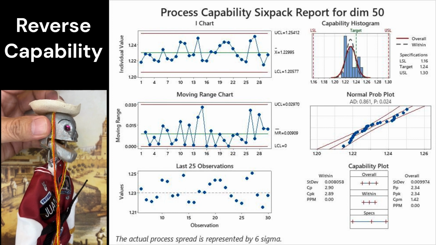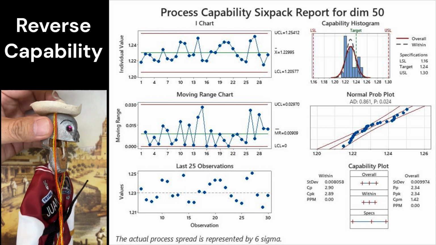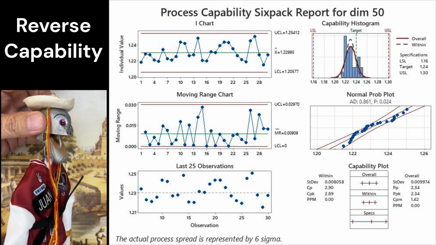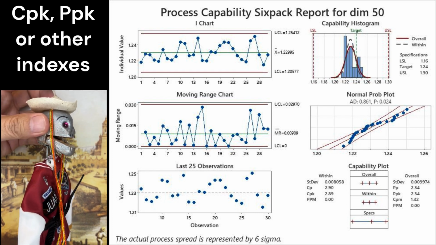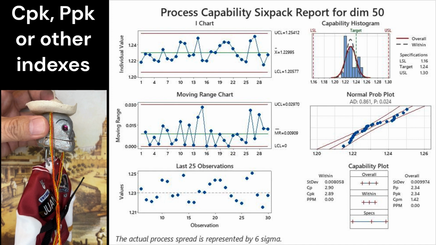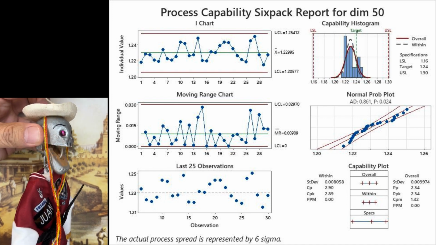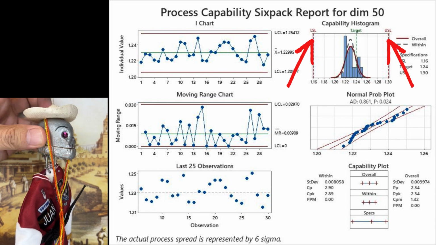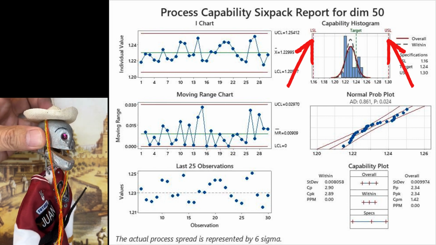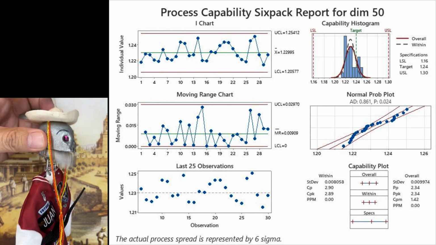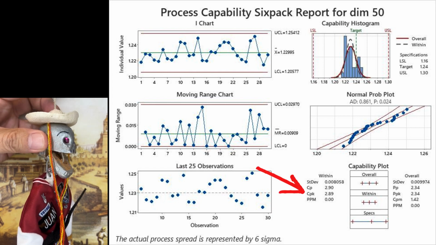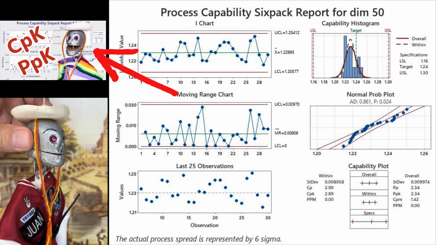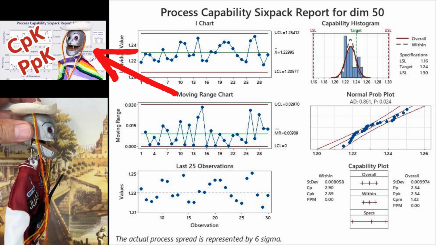Welcome back. Reverse capability is a technique that we use to calculate the specification limits or print tolerances when the process needs to reach a given capability index. In normal capability studies, like this one, the print specifications are already established, and what we need to evaluate is the capability indexes, such as the CPK and the PPK. For more information about this, please watch my capability videos.